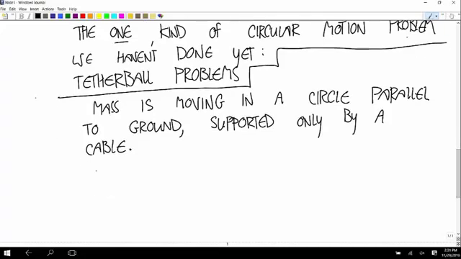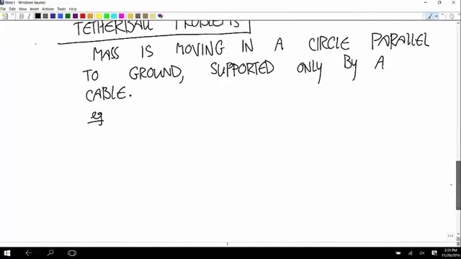So some examples of this are, one good example is the ball in a tetherball game. Yeah, it's a weird coincidence. I don't know, they're probably too dangerous somehow.